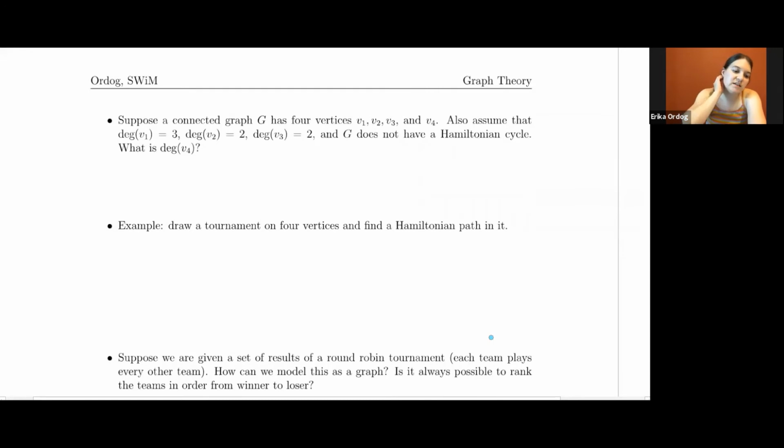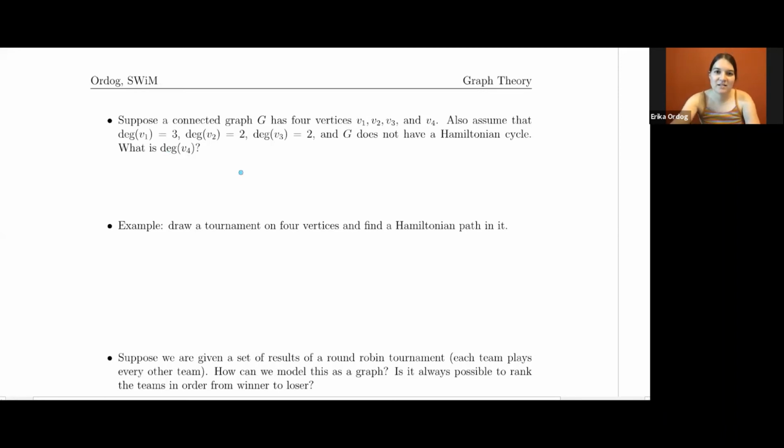So let's use these to answer these questions. Suppose a connected graph G has 4 vertices. Call them V1, V2, V3, and V4. We'll also assume the degree of V1 is 3, the degree of V2 is 2, the degree of V3 is 2, and G does not have a Hamiltonian cycle. Then what's the degree of V4? So pause the video and try to answer this.